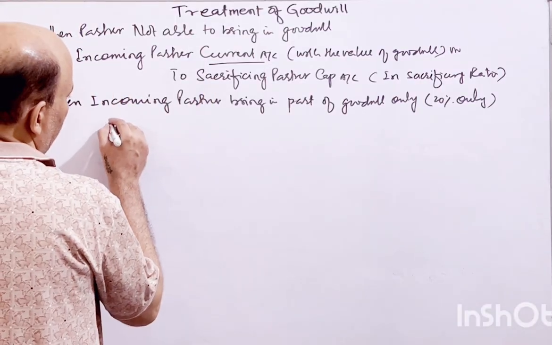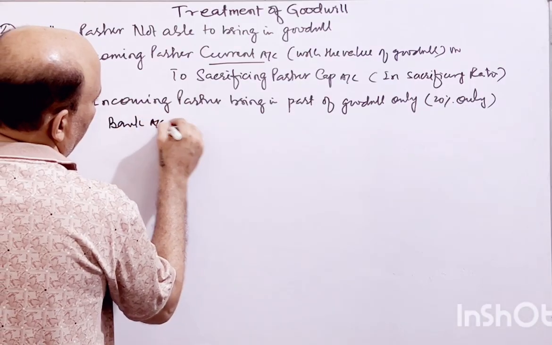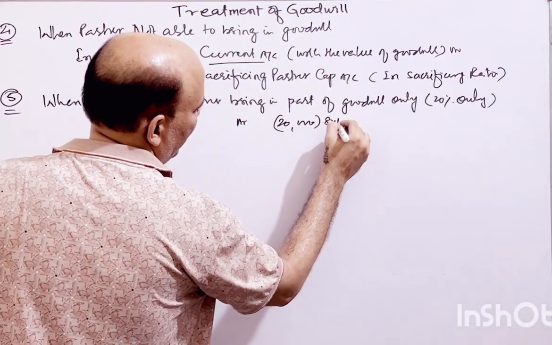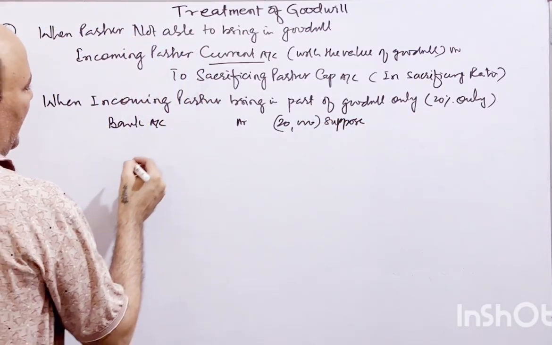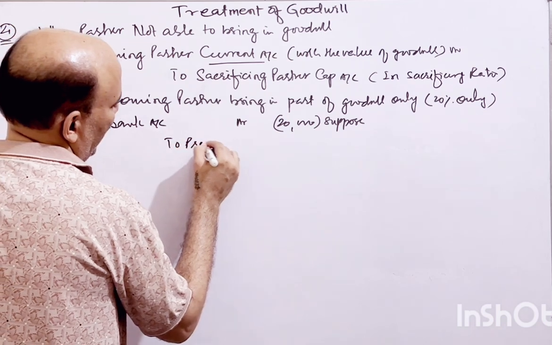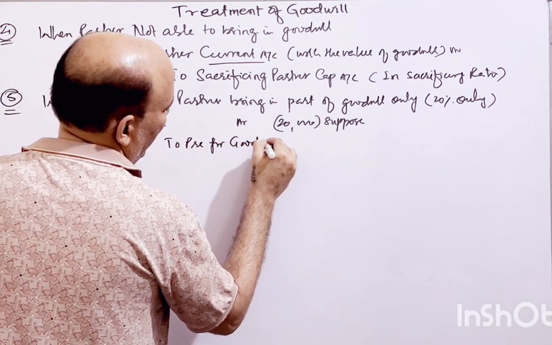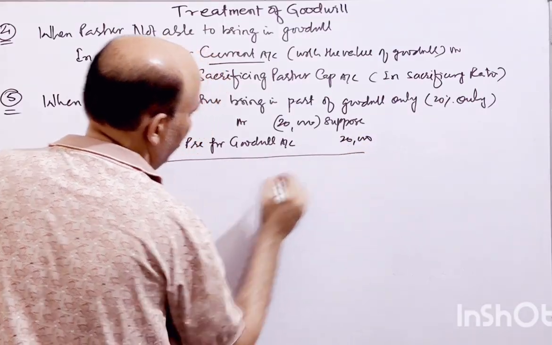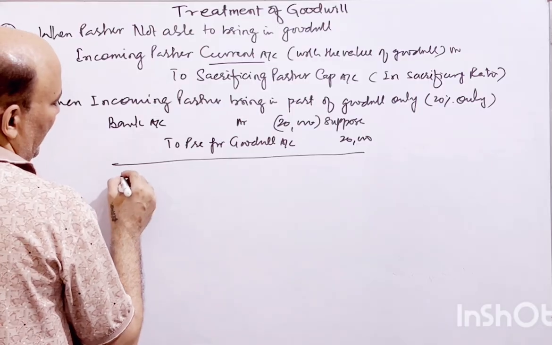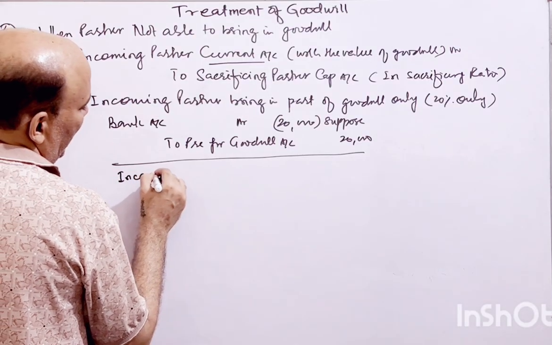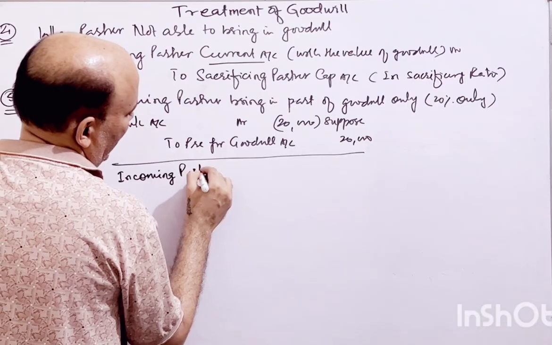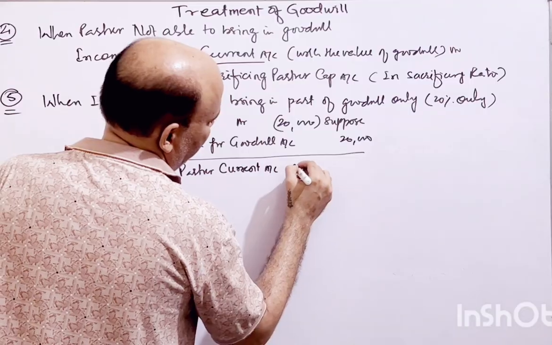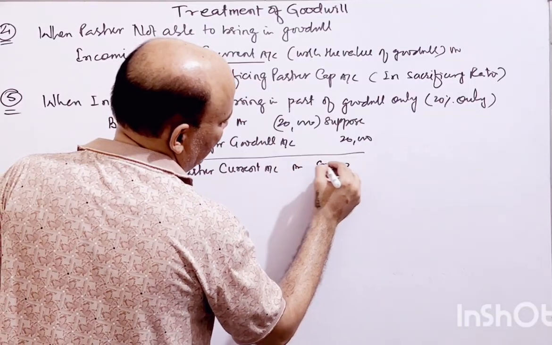So what happens? We will take bank account debit, let's say 20,000 rupees here. Suppose, bank account debit to premium for goodwill account, 20,000 rupees. The first entry will be whatever amount he is bringing, and the second would be incoming partner's current account debit 80,000, what he is not bringing, right?